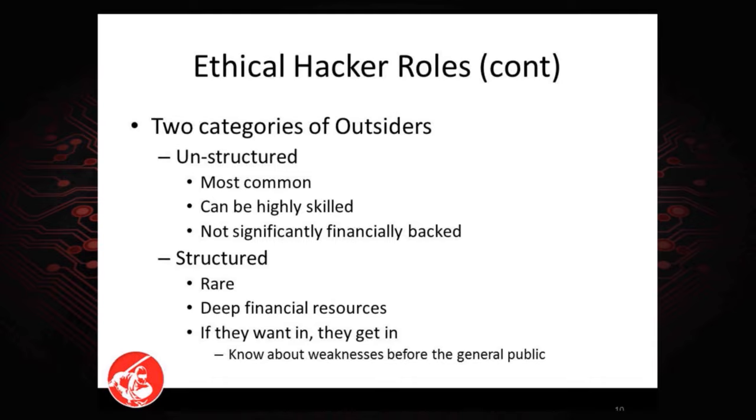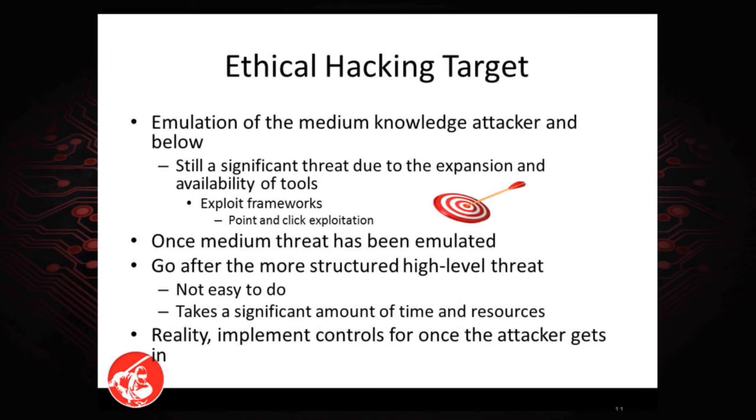They know about vulnerabilities way before any of us in the public do, and they pretty much have access into systems at different times because of these vulnerabilities. These are some of the well-publicized attacks you've heard about and are very difficult to prevent. They know about the weaknesses before the general public does. So what's the target of an ethical hacker?